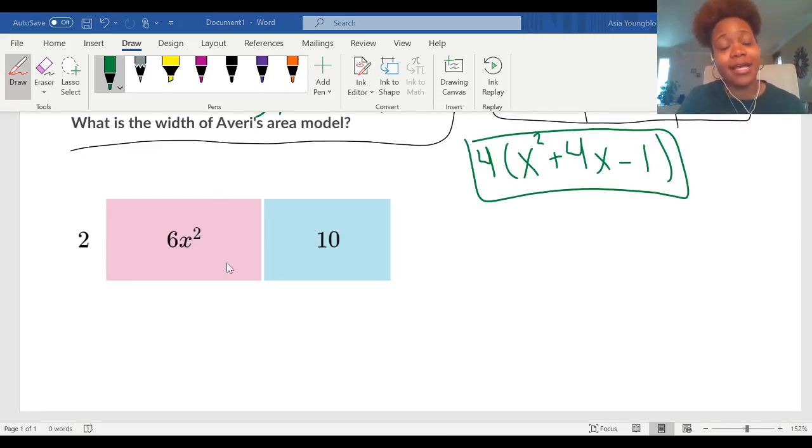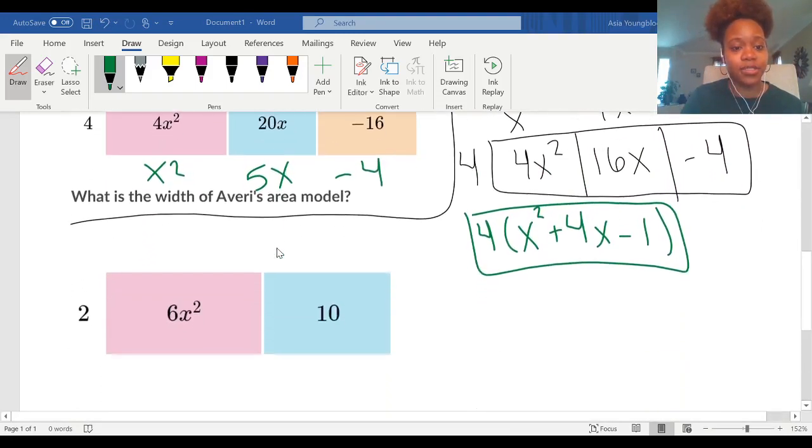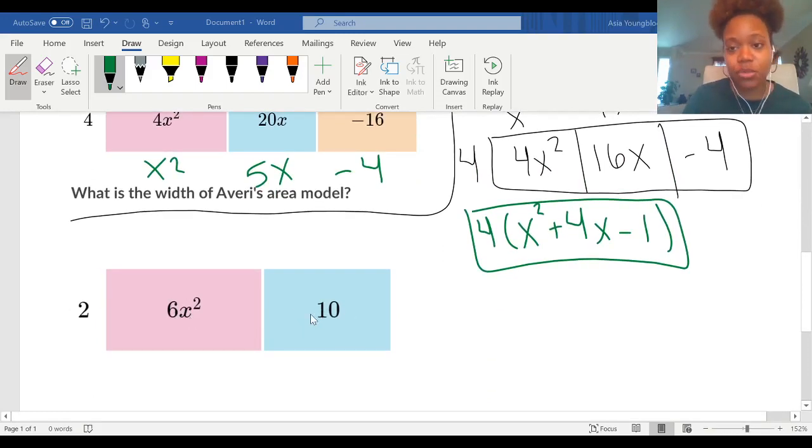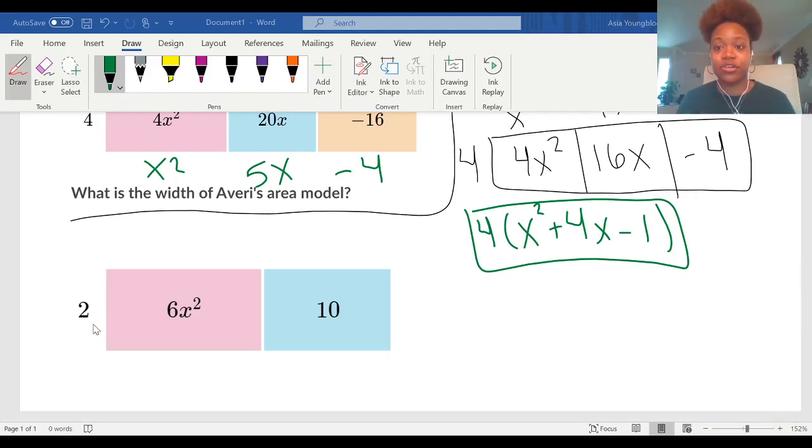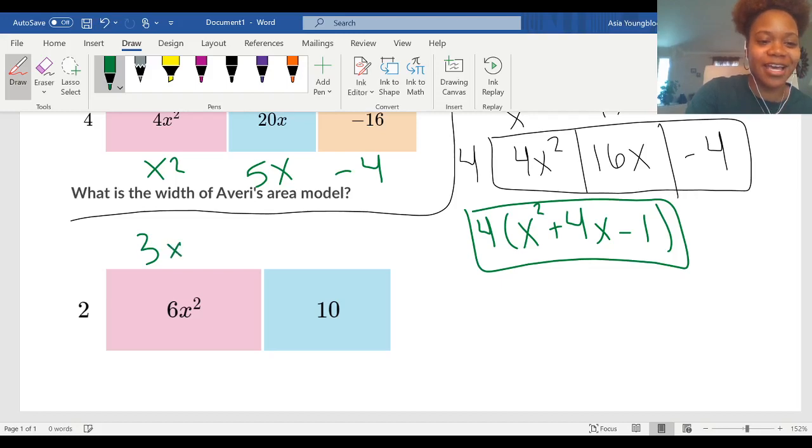And this is going to be our last problem in the set, which is very similar to this one. We're given the quadratic expression or polynomial on the inside. We're given what was factored out, and we have to figure out the width or the remaining polynomial up here after you factor out 2. So if we look at this first box, 6x squared divided by 2, 6 divided by 2 gets us 3. No x's were factored out, so we still have that x squared. 10 divided by 2 gets us 5.